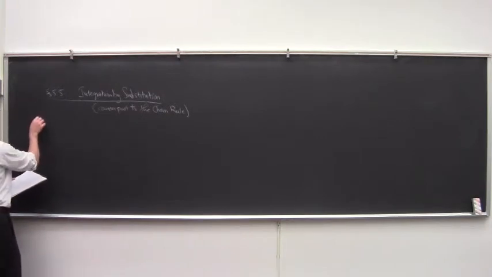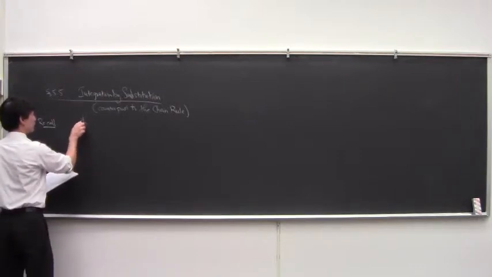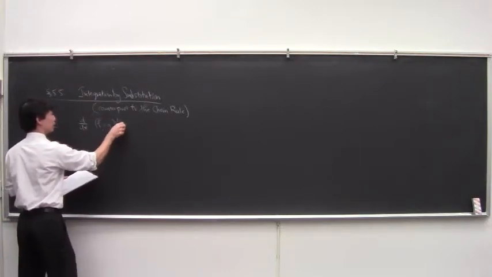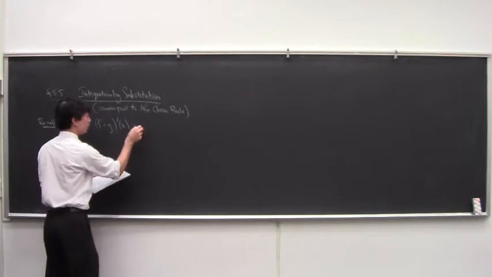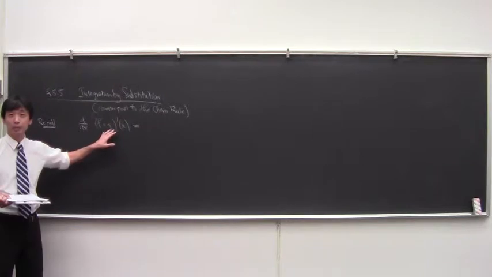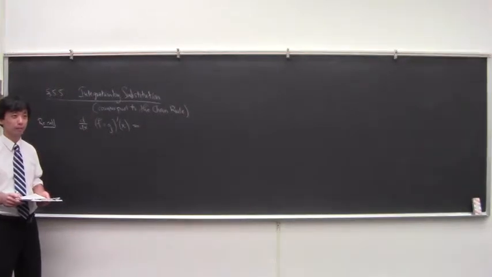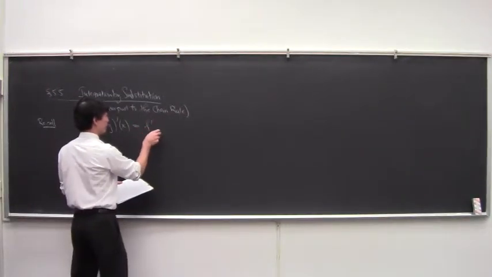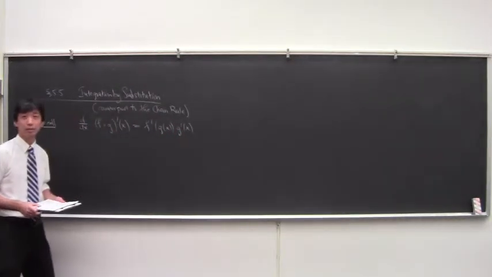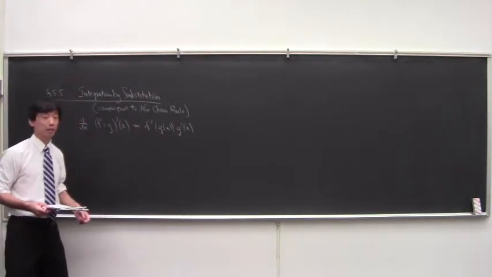So let's recall the chain rule. If you're taking the derivative of some composed function, then what do you get? What's the derivative of a composition, f composed with g? F prime g of x times g prime of x. The derivative of a composition is this sort of thing.